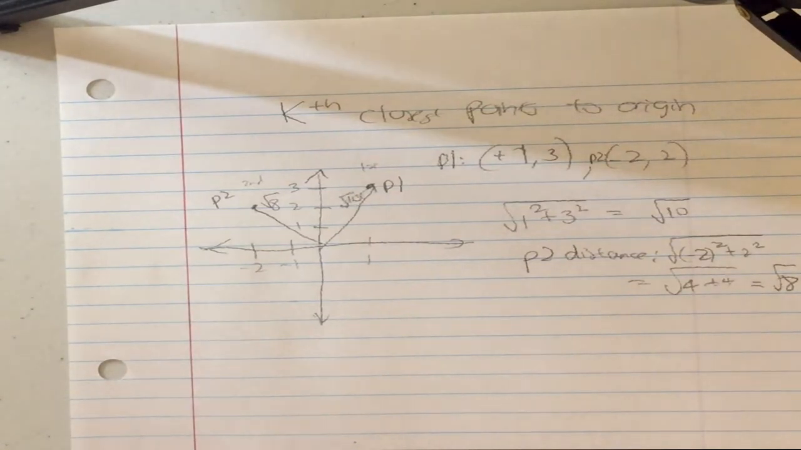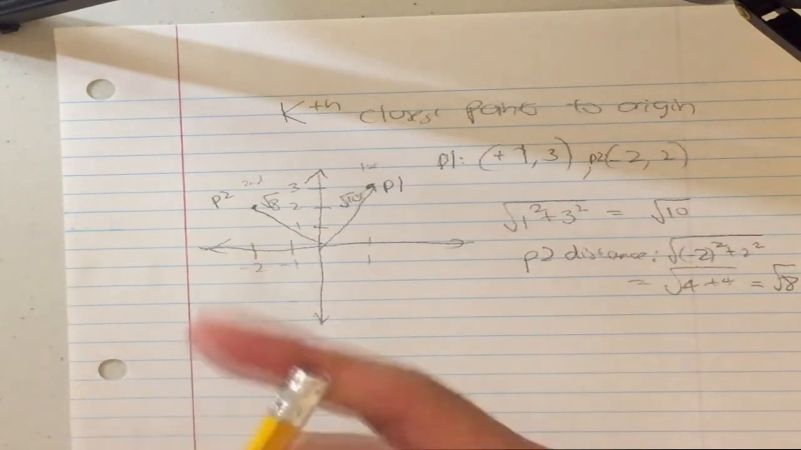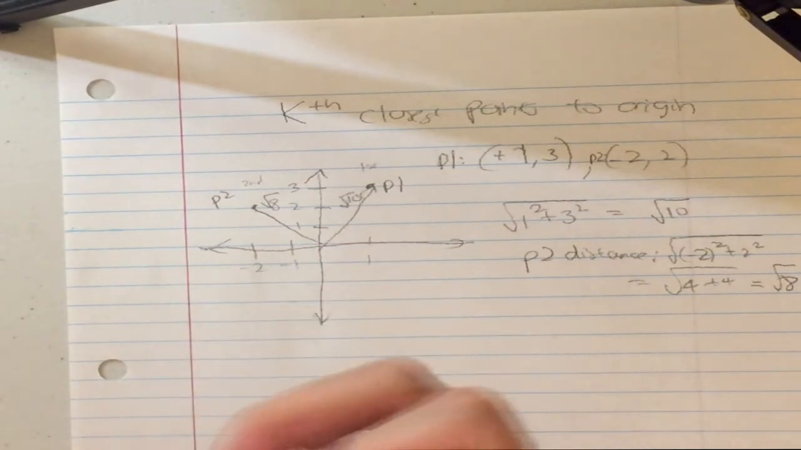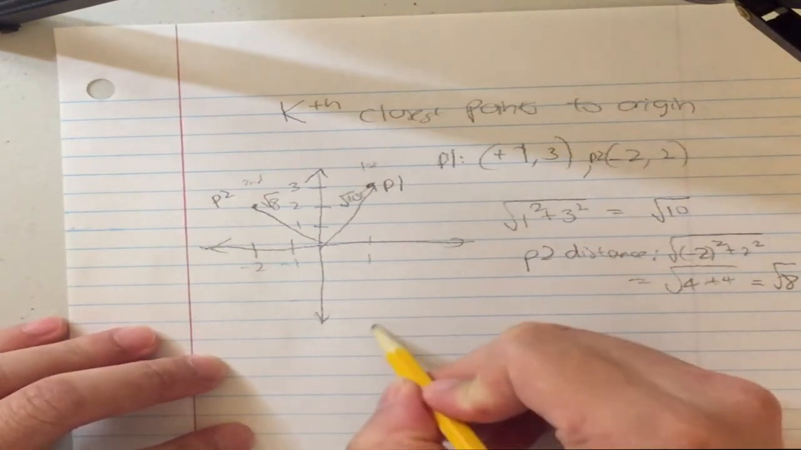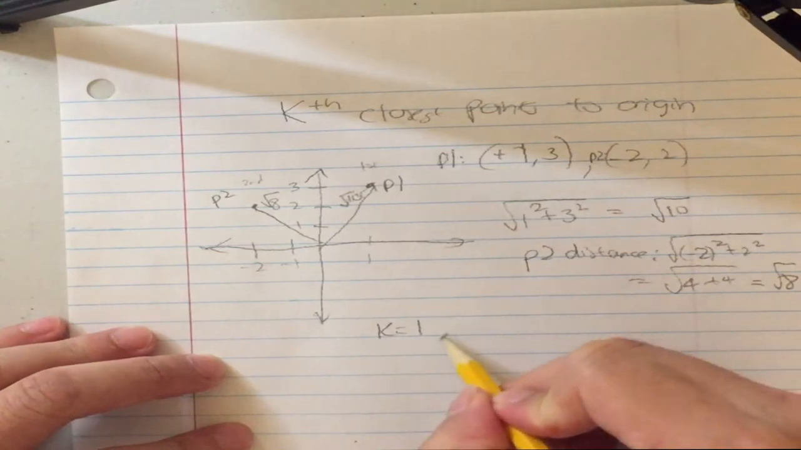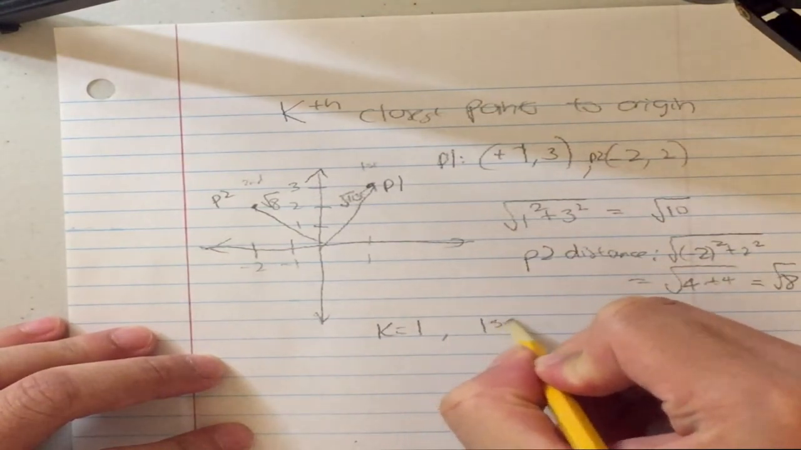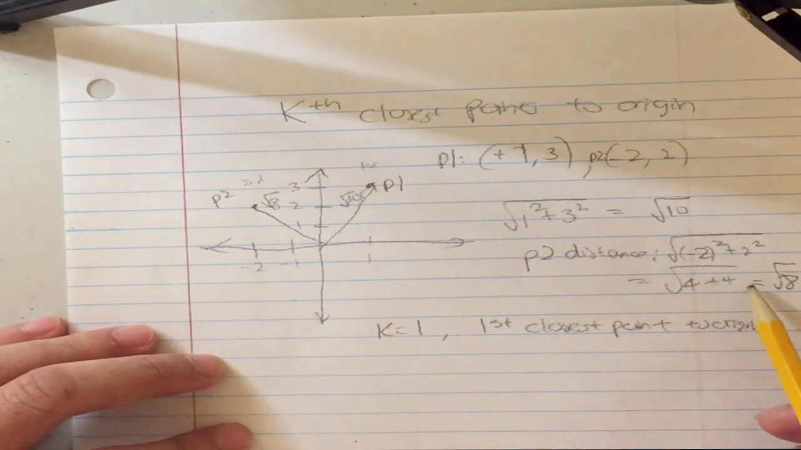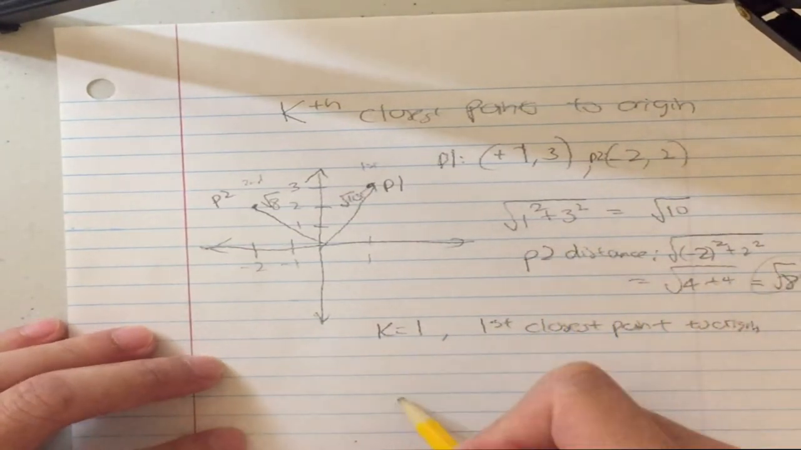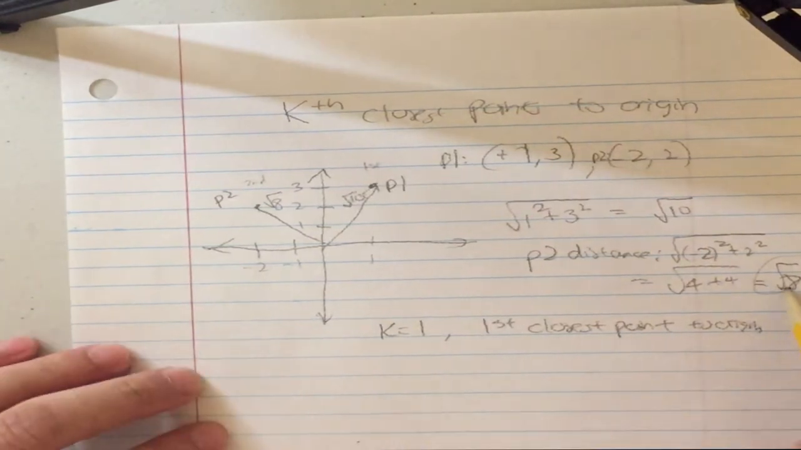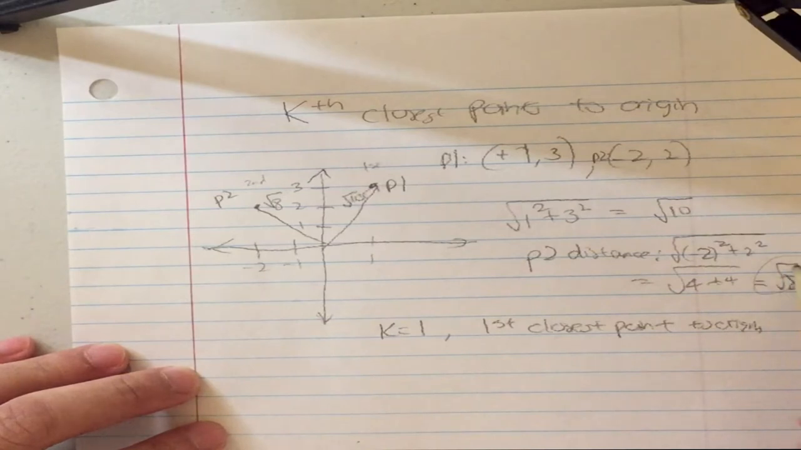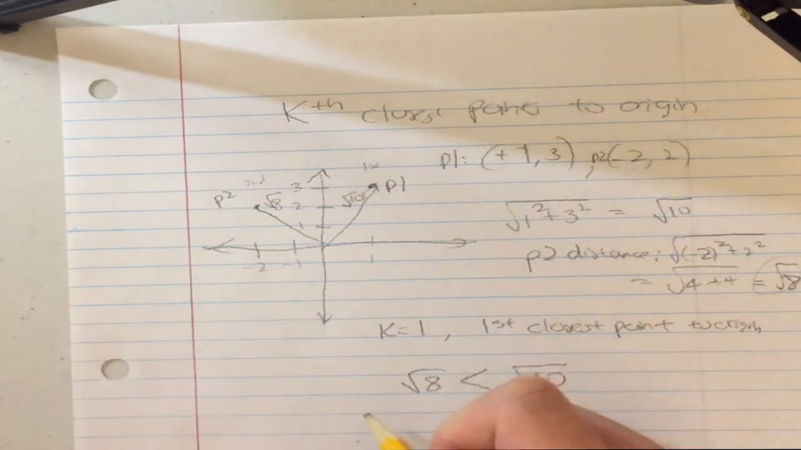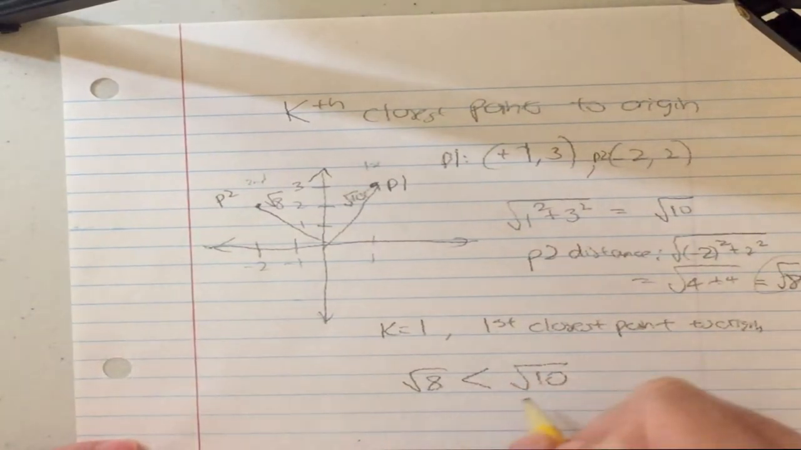Okay, so what does that mean? That means whichever is the closest to the origin, that would be the shortest distance to the origin. So in this case, if k is equal to 1, that means I want to find the shortest point to the origin, which is the first closest point to the origin. Based on this distance, that's going to be square root of 8, which is P2. The reason is that this distance is the smallest out of the first two points, right? Because square root of 8 is less than square root of 10, they want us to return P2.